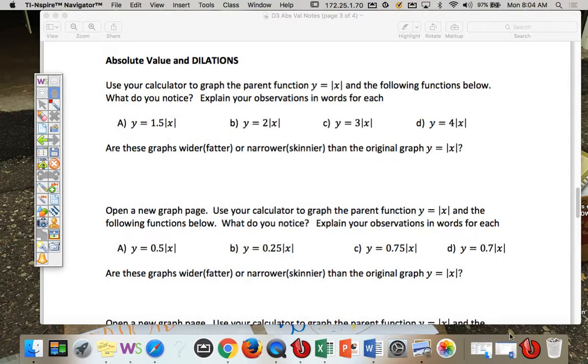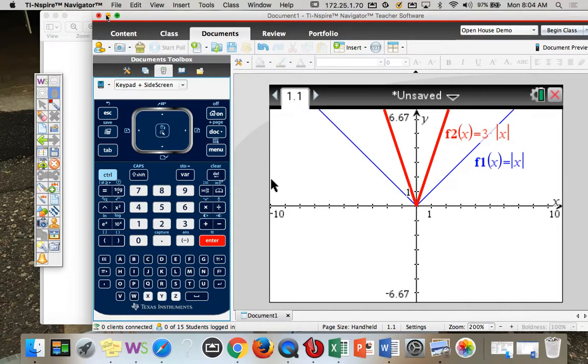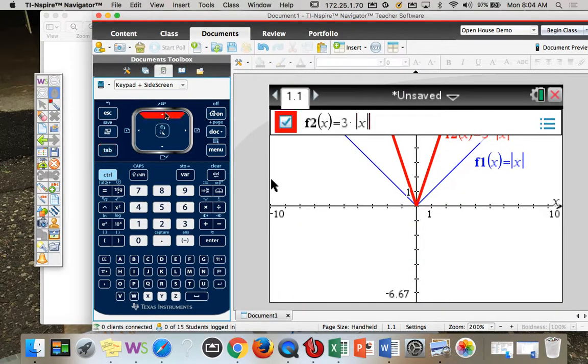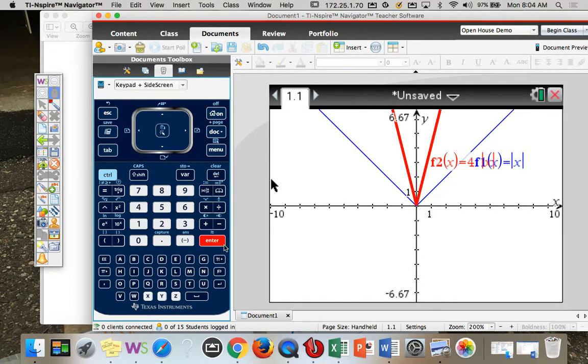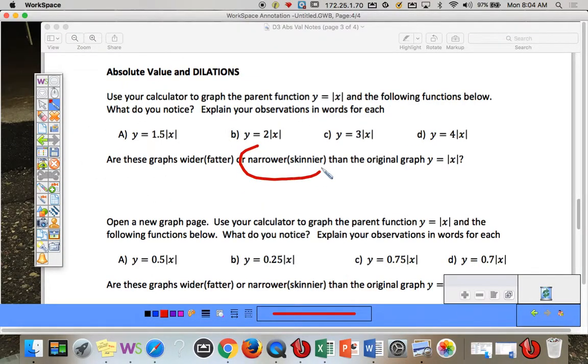Let's try the next one, 3x. And again, that one's narrower. And let's try 4x. See what happens. That one is also narrower. So these graphs are skinnier or narrower than the original graph. Now let's try graphing these four functions, these decimals, and see what happens to our graph.